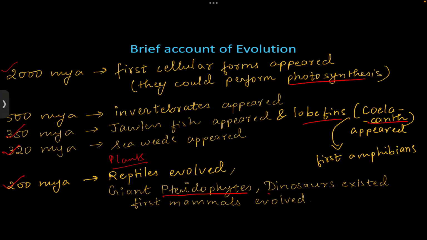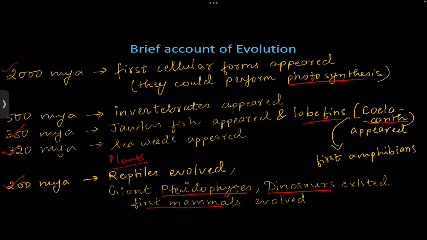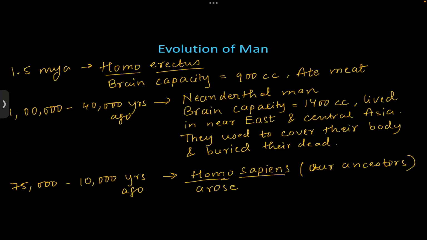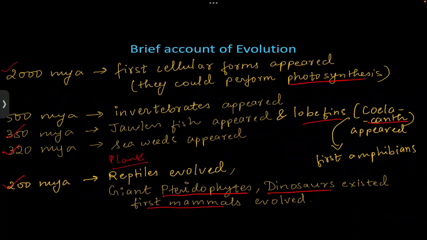Then dinosaurs evolved, and the first mammals also evolved around this time only. The first mammals were very small, and their survival was threatened by the presence of large and huge dinosaurs, correct? So they were very primitive in nature, the first mammals. Then around 65 million years ago, dinosaurs died.